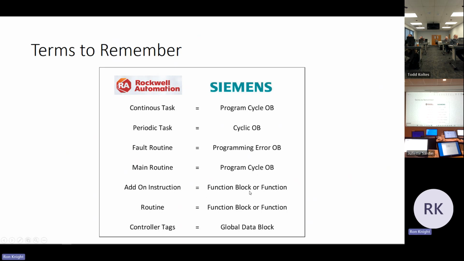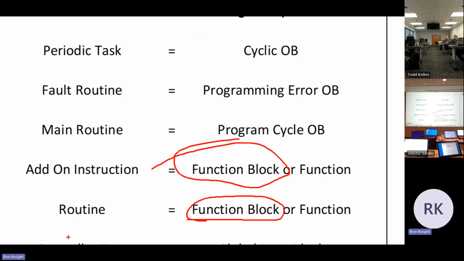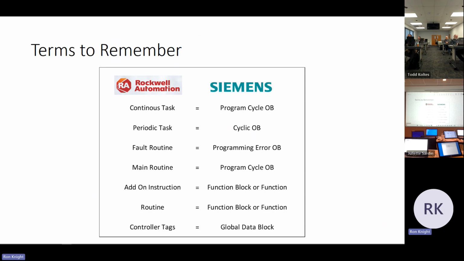AOI, function block or function, we're going to lean real heavily on the big one, the function block. A routine, function block or function, we're going to lean real heavily on the big one, function block. Because remember, it has local memory that we may or may not need. But it's better to have it and not need it than to need it and not have it. So we're going to lean heavily on the function block. All right, more on that later. Controller tags, again, global data block.